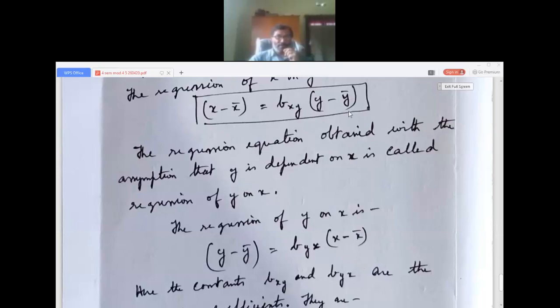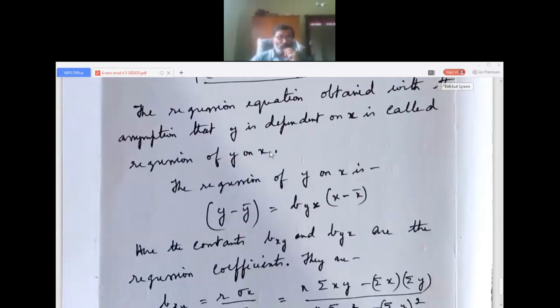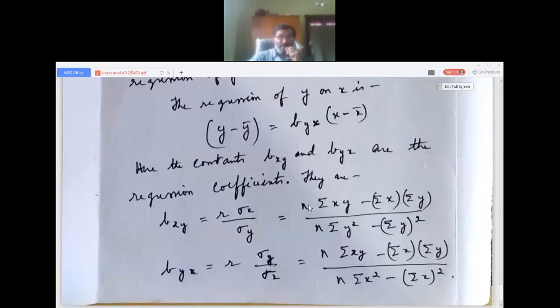Now here the constants you can see, bxy and byx, are called regression coefficients. Now the formula for the regression coefficient bxy is given by r into sigma x by sigma y.